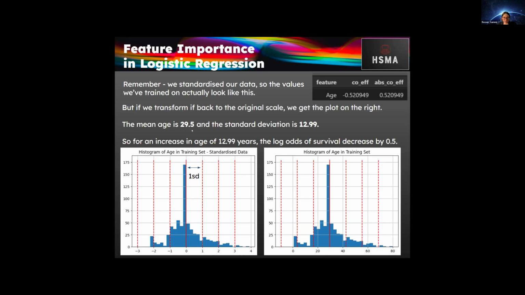In this case, the mean age is around about 29.5 and the standard deviation is about 12.99, about 13, let's say. What this means effectively is that for an increase in age of 13 years, 1 standard deviation in our actual data set, the log odds of survival decreased by about 0.5.